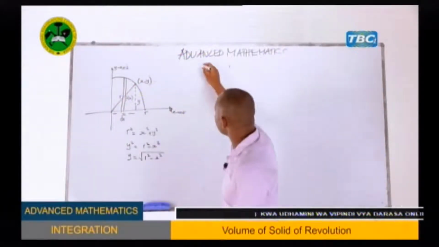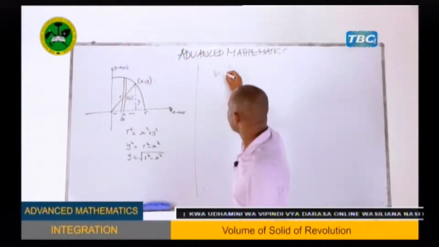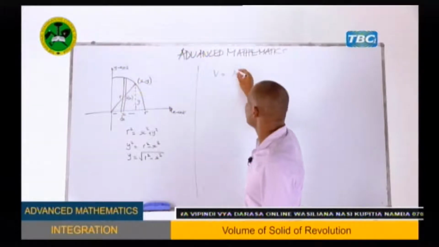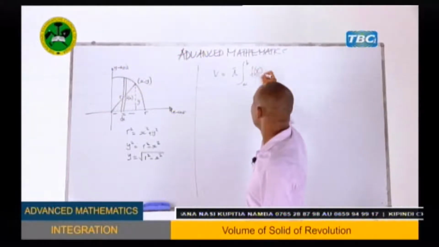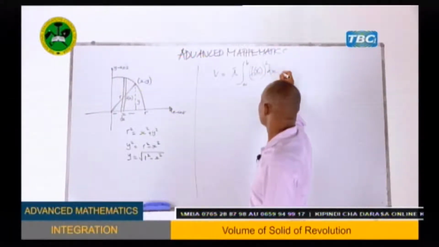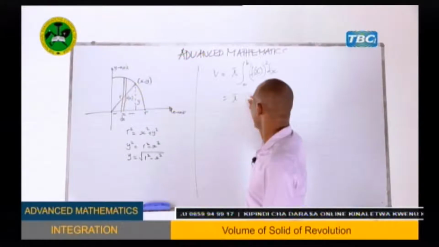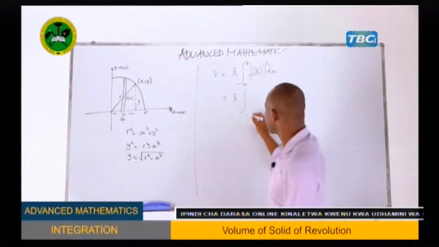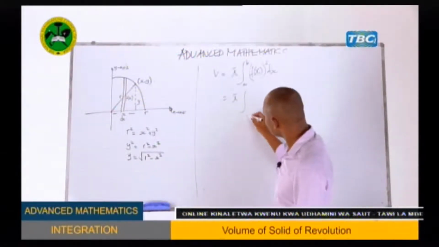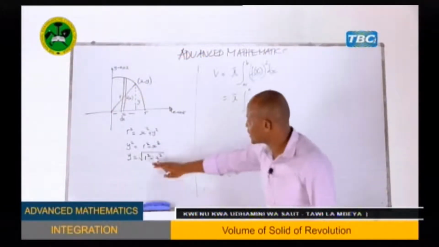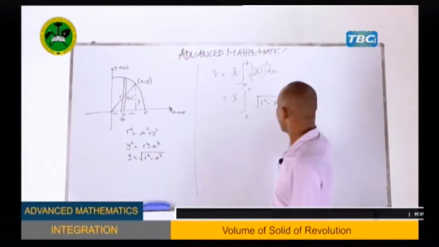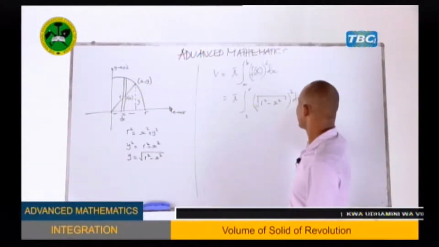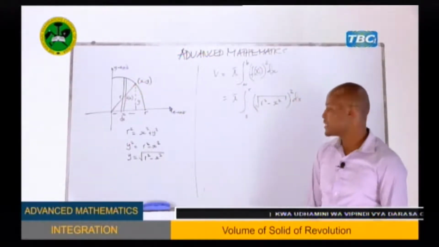Now let's check it out. We know that the volume of a solid of revolution is found by this formula from a to b: pi times f of x, all of that squared, dx. We shall start from 0 to r, and our function is that one. So we have the square root of r squared minus x squared, and all of that is squared, dx. That is how it will look.